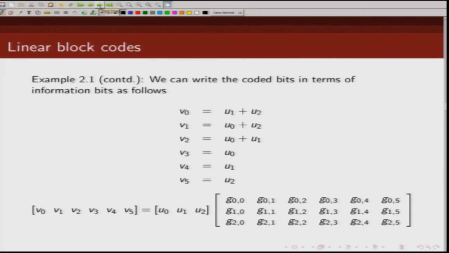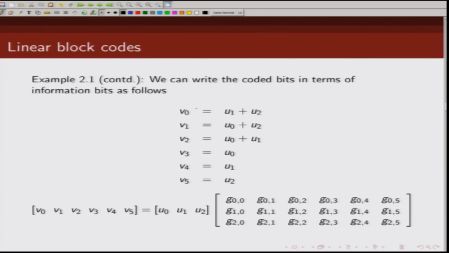So, now we have written our coded bits in terms of our information bits. This set of 6 equations, I can write it in a matrix form. So, I can write my coded bits in terms of information bits and this matrix G, which is our generator matrix, will tell us how we are generating each of these coded bits as a linear combination of these information bits.